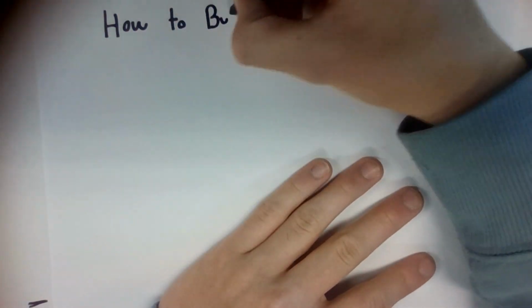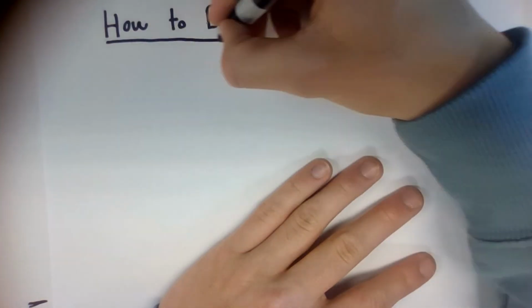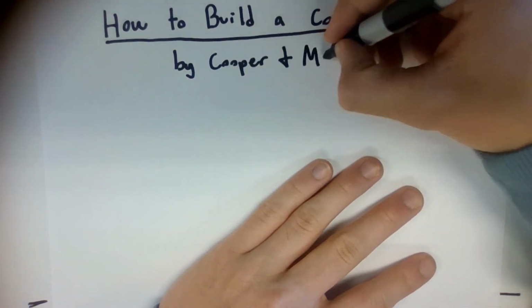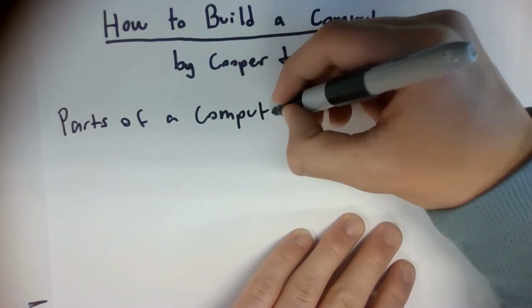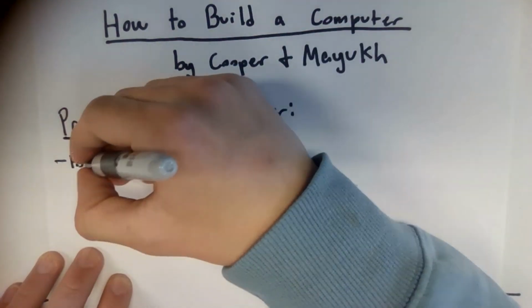Today, in this video, we're going to learn about the various components in a computer and how they all interact and work with each other and their specific jobs. But first, we have to note the main individual components of a computer.